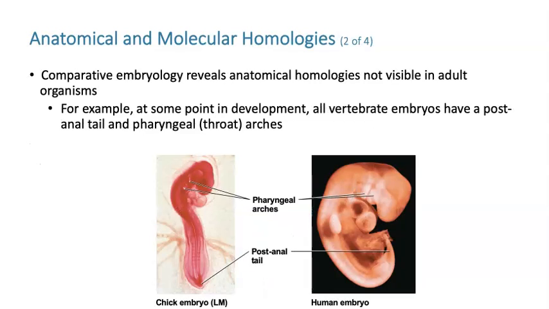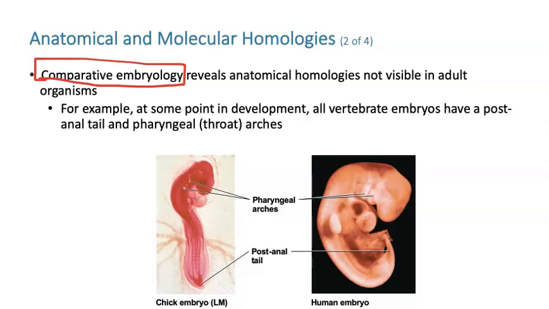Besides looking at just the anatomy of organisms in their adult forms, we can actually look at homologies in the form of embryos. And so we call this study comparative embryology. So comparative embryology shows that there are homologies not visible in the adult organisms that are only visible in the embryos. Here's an example comparing a chicken embryo and a human embryo.